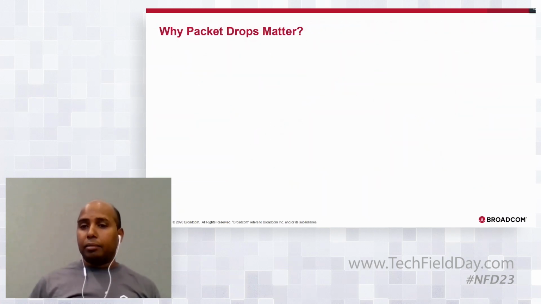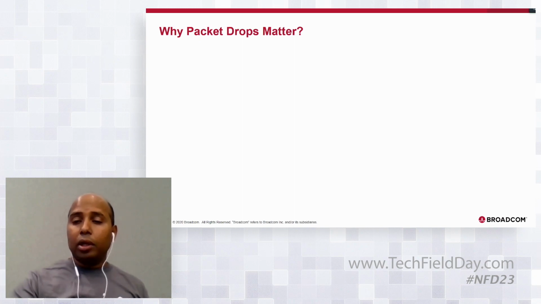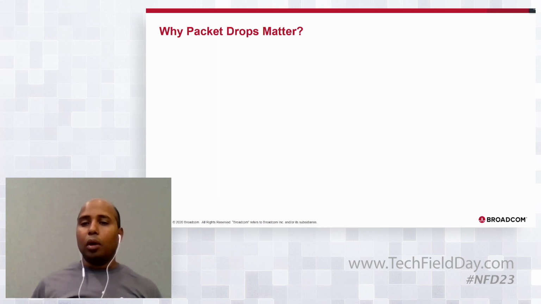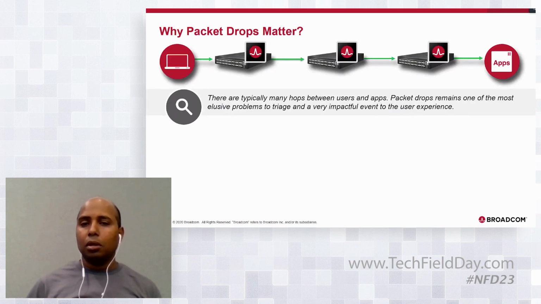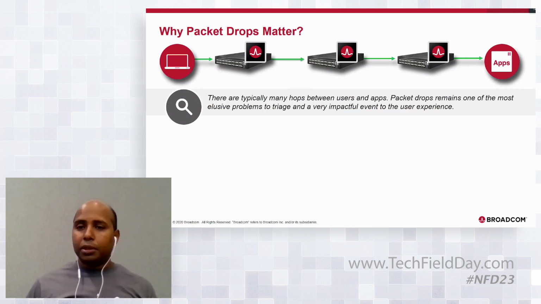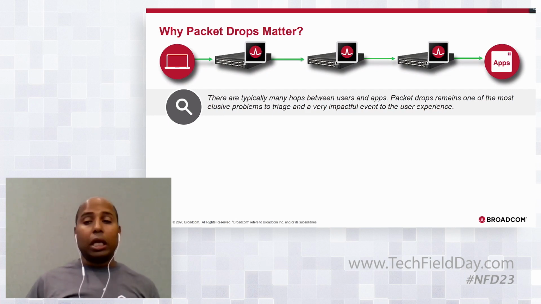First of all, why do packet drops matter? This is actually one of my favorite topics because almost all my customers are very much interested in understanding how we provide visibility into packet drops. Typically, there are a lot of hops in a network between the user and the application. And these hops can be a network switch, a load balancer, a firewall, nodes like that. And when packets go through all these hops, for various reasons, they get dropped.